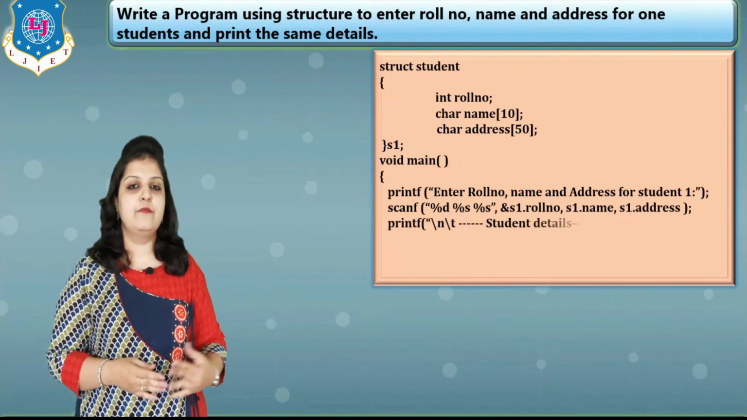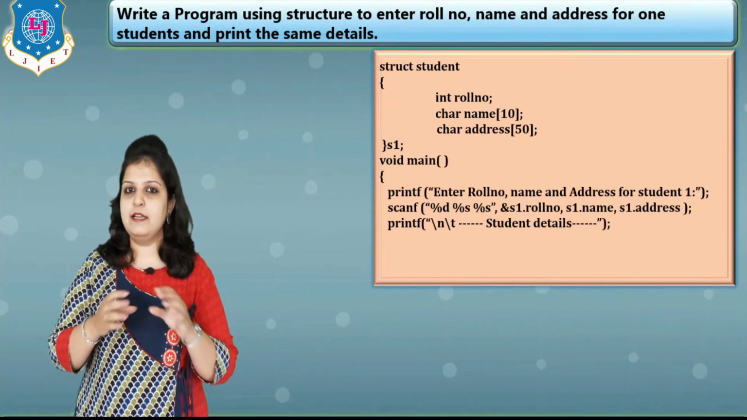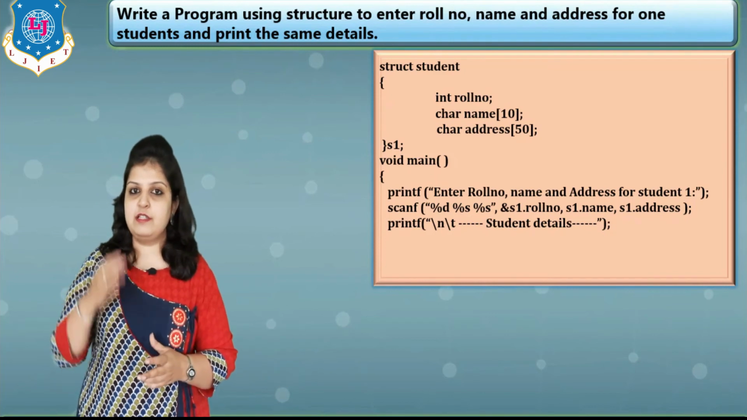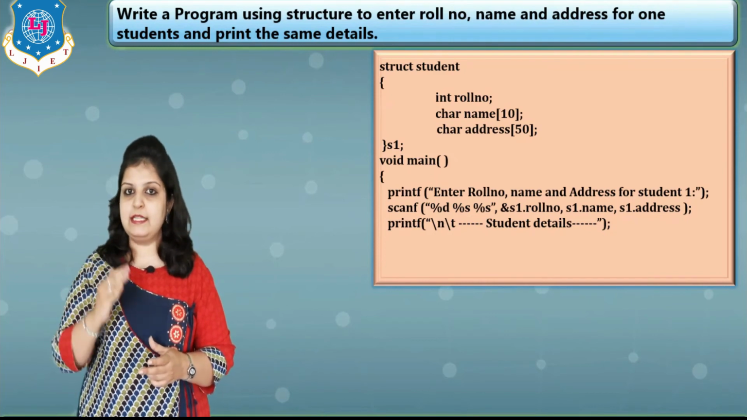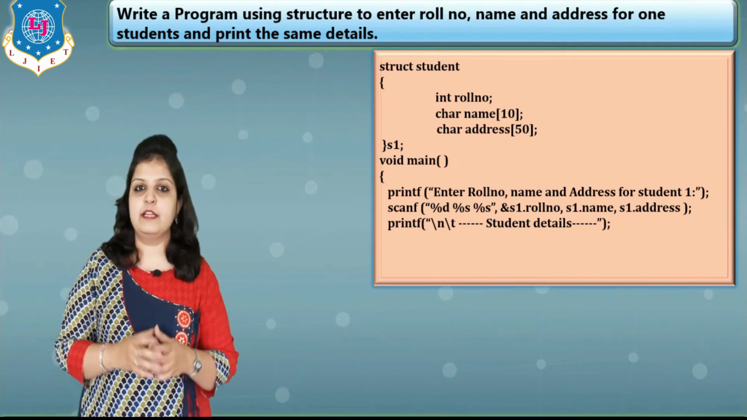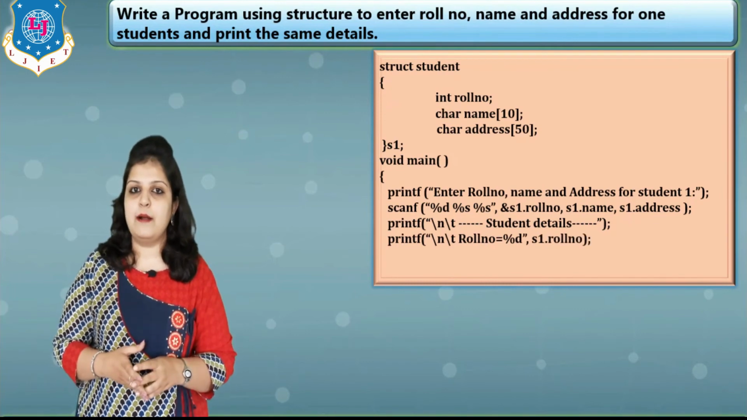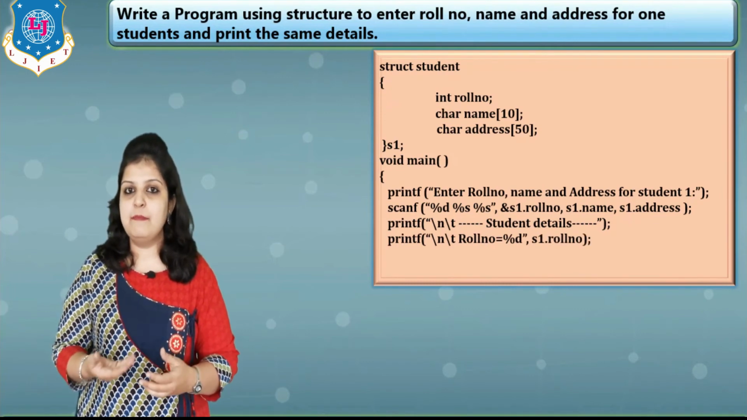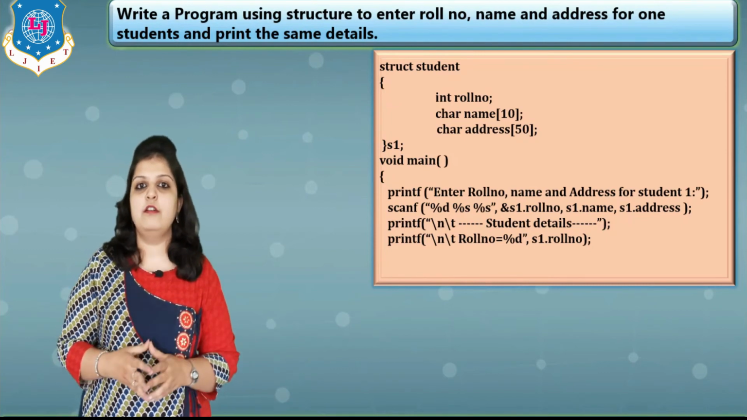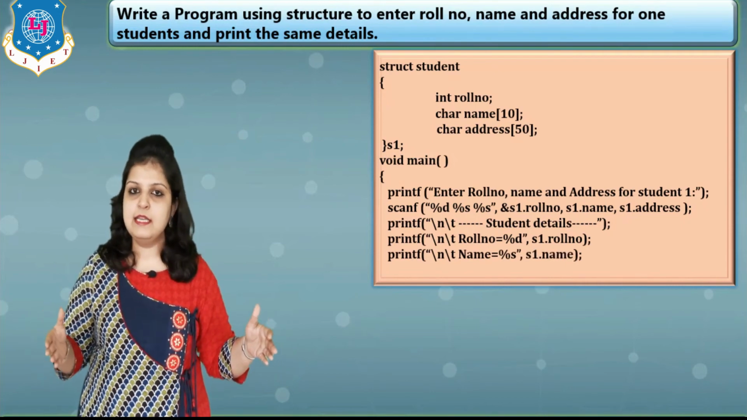So I am writing one printf function: student details, and I want to print in tabular form, that's why first I am writing \n, which is used for new line, and \t, which is used for tab, and after \t I am writing roll number is equal to %d, and then after a comma, how can we access the member or print the member? So again we have to write S1 dot roll number. So for scanf and printf the syntax is the same.